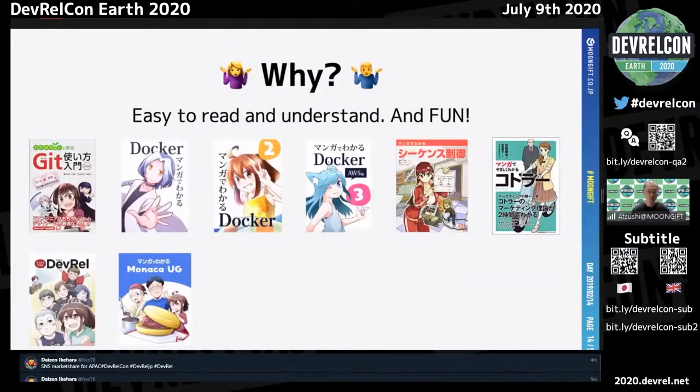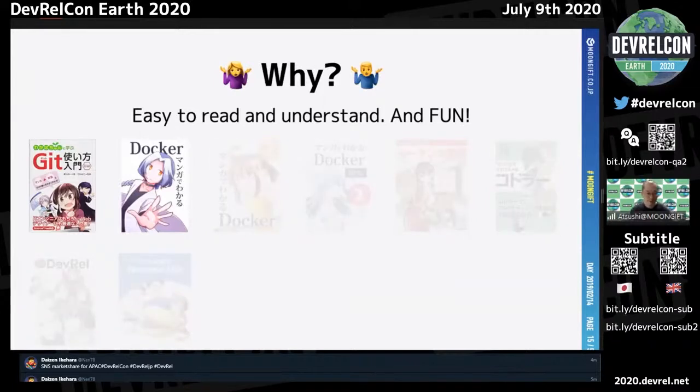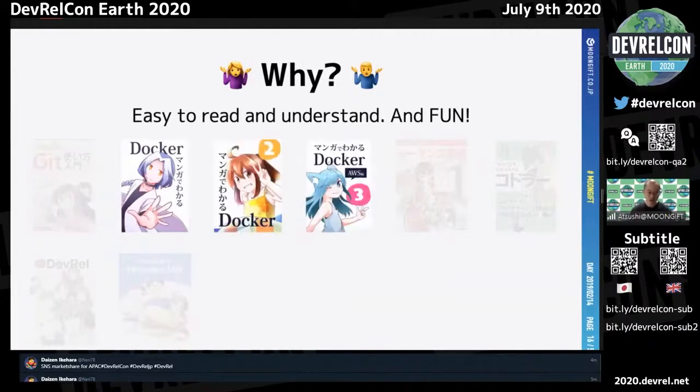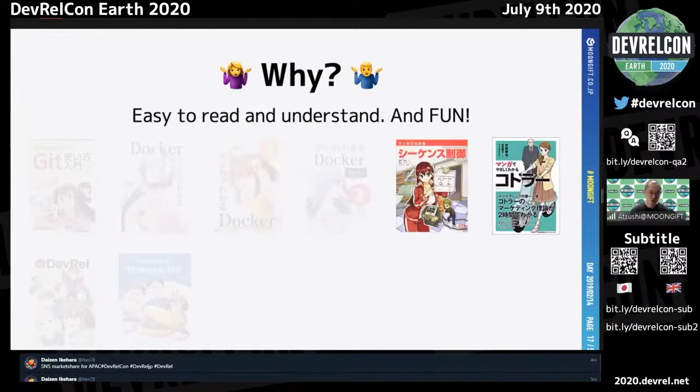For example, this is how to use Git or Docker. Docker is available in 3 series. Unbelievable. In addition, you can learn sequence control and even Kotora's marketing theory from manga.